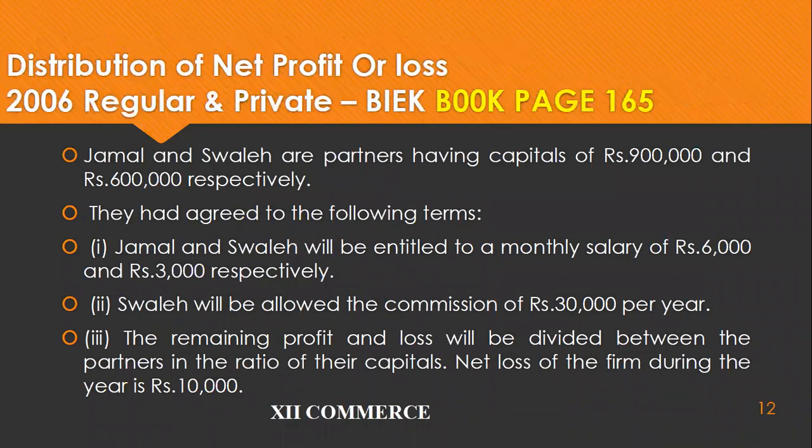Here we have a question. I request you all to open your books of accounts and registers of accounting, and to keep your calculators with you so that you can solve the question with me and your concepts will be clearer. Okay. Distribution of net profit and loss. This is your 2006 regular and private question. We have two partners, Jamal and Swale, who are partners having capitals of 900,000 and 600,000. I found one mistake among the students, that you were missing the zeros over here.